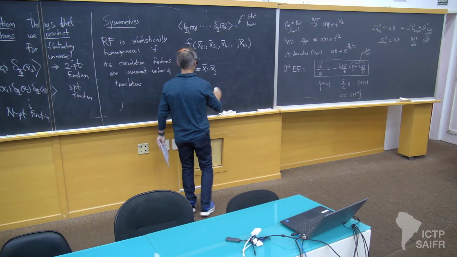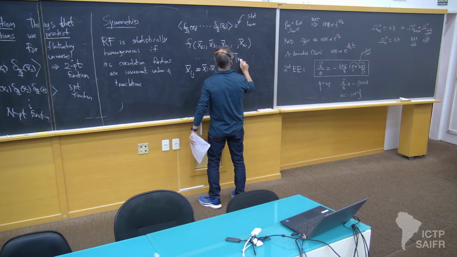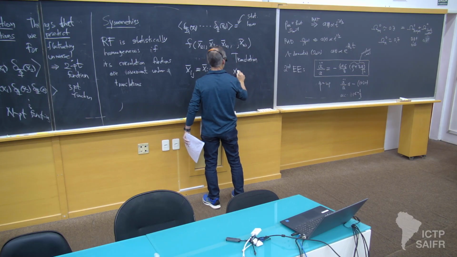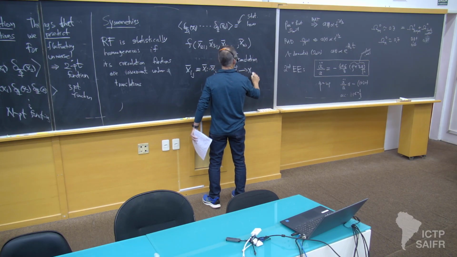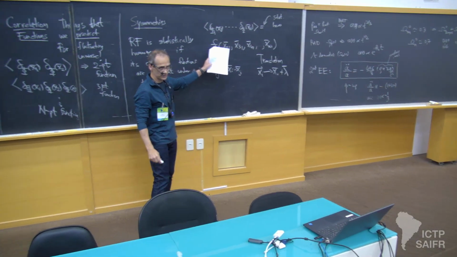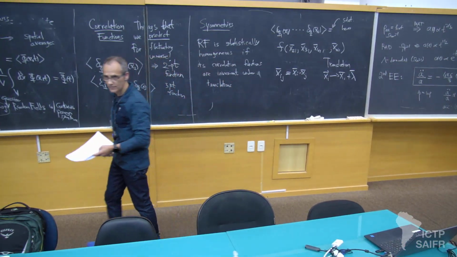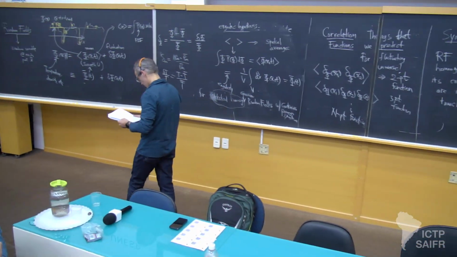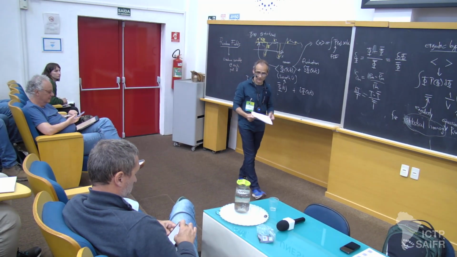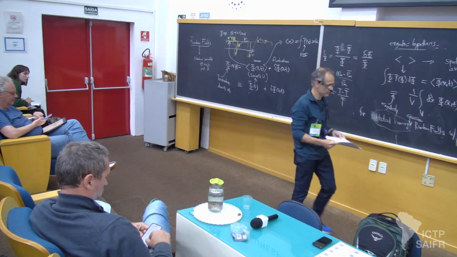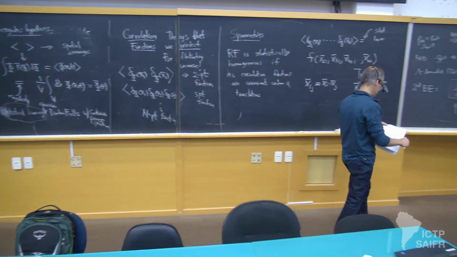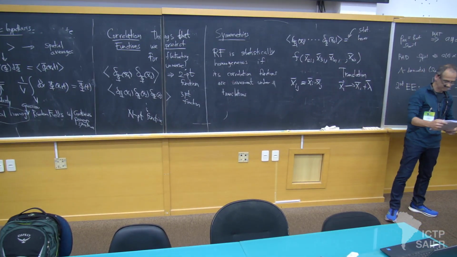So if I now do a translation where I change everybody by some arbitrary vector lambda, obviously this function f doesn't change, right? And that's now the notion of homogeneity, now extended to the properties of a random field. Okay?